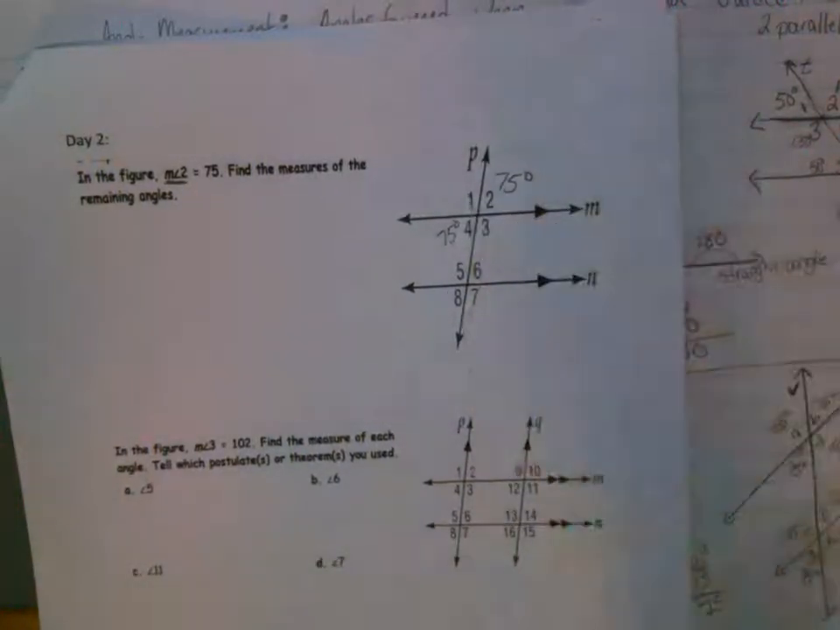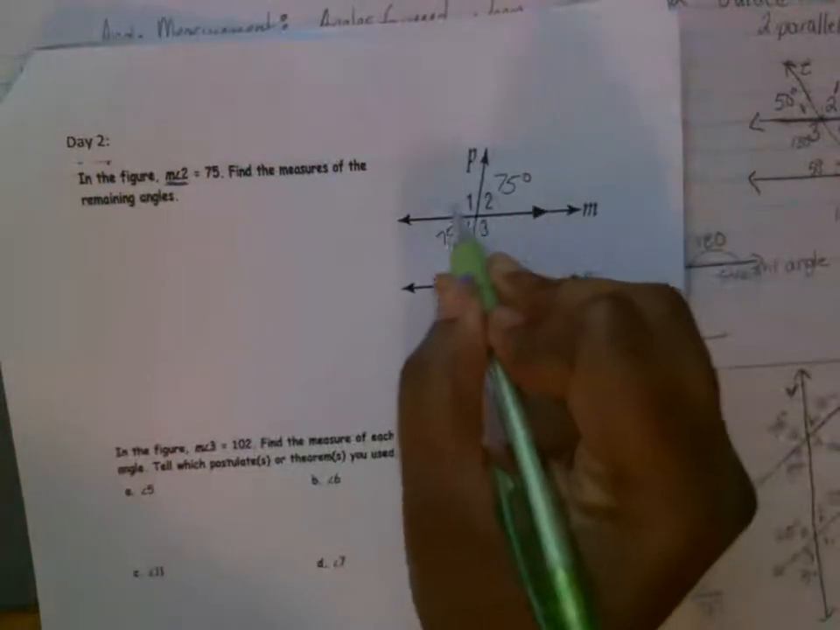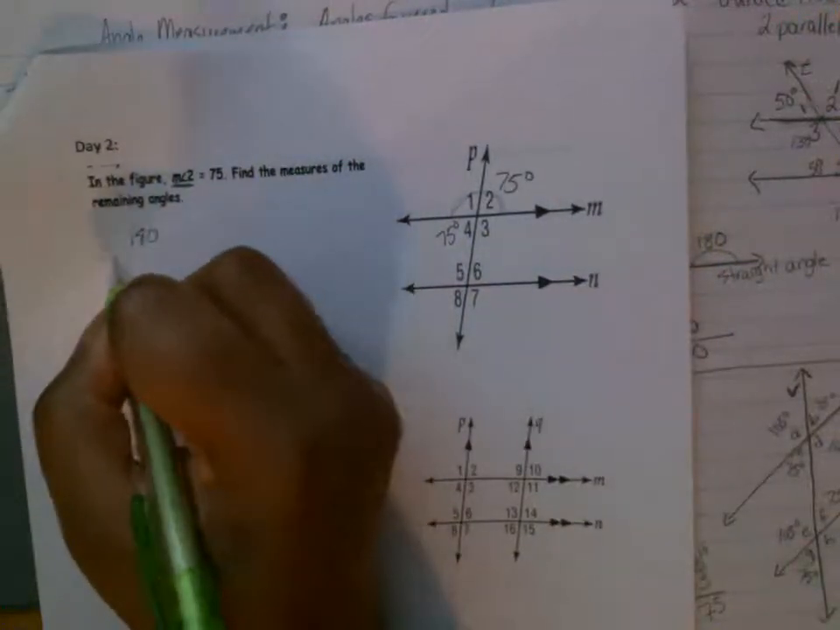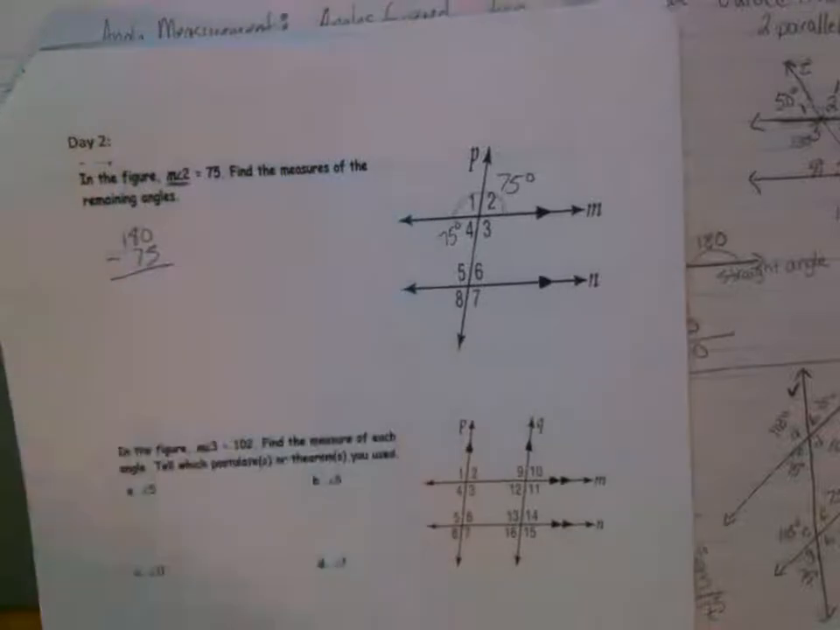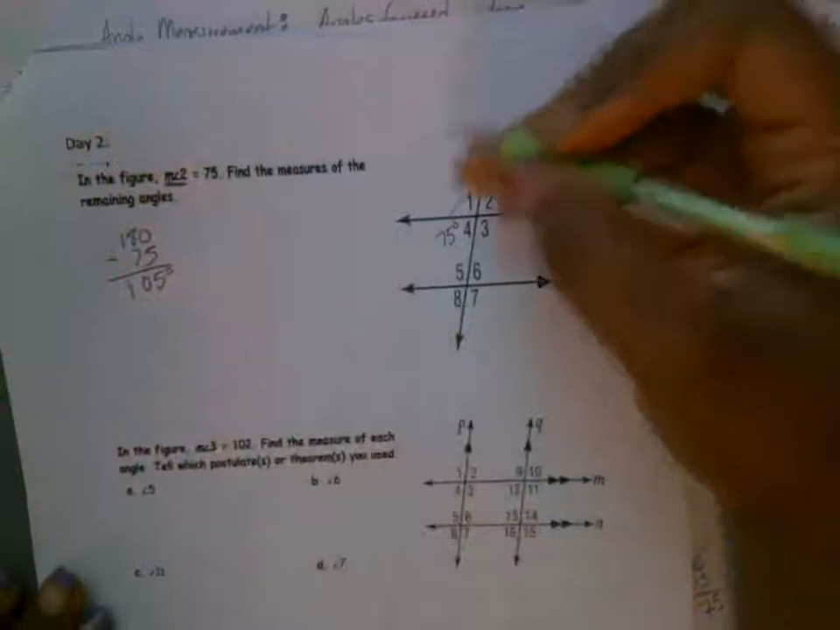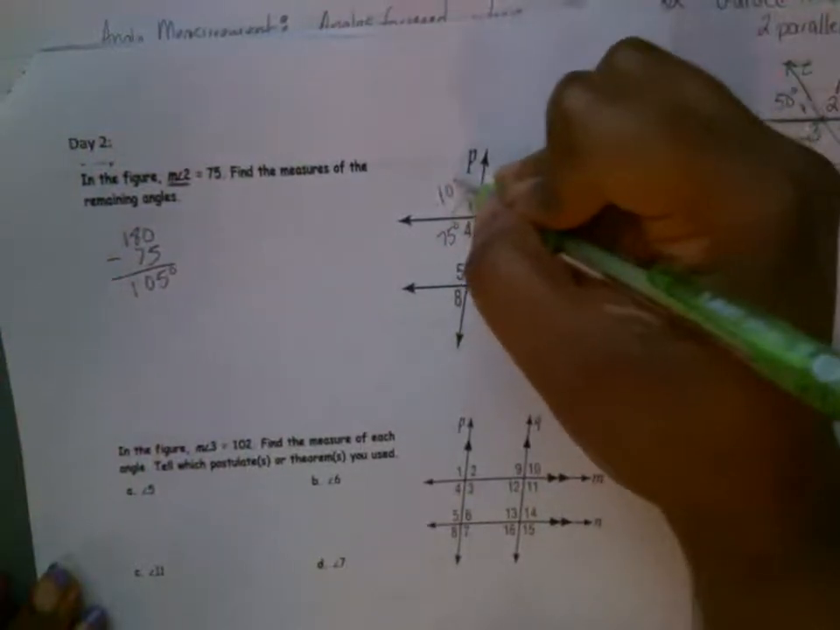What would be the measurement of angle 1? How do we find the measurement of angle 1? Excellent job. Because these are supplementary angles, you're going to take 180 and subtract 75 from it. So what does that give you? That gives us 105. Good job, y'all. So we're going to put 105 here.